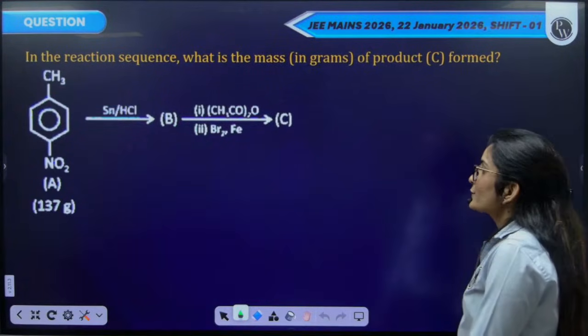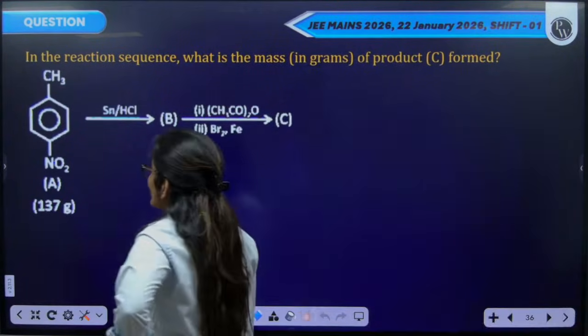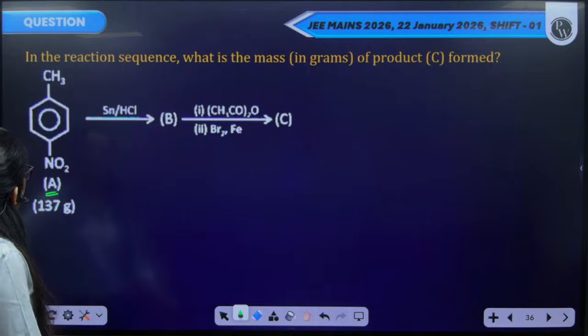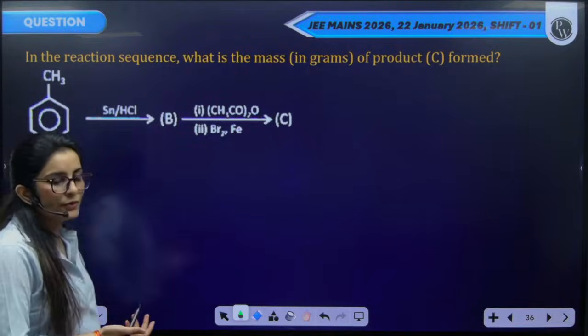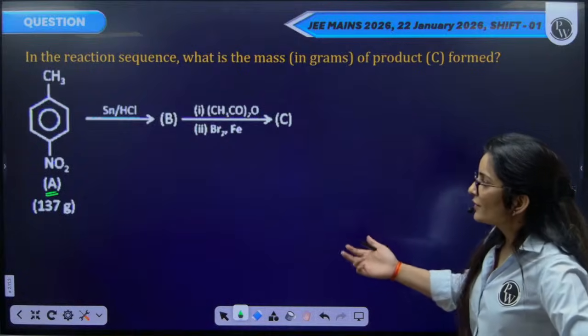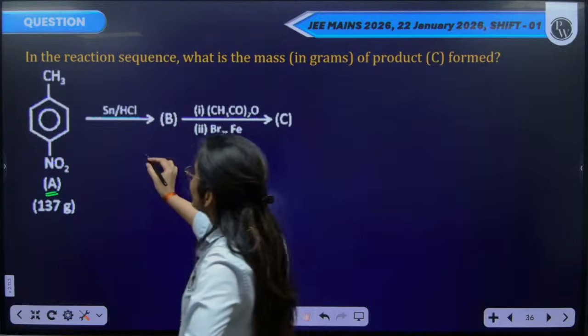Let's see the next question. This question is from organic chemistry. You can see the given compound mentioned here. You can say para-methyl nitrobenzene, or you can say it's para-nitrotoluene. In this compound, Sn/HCl has been added.